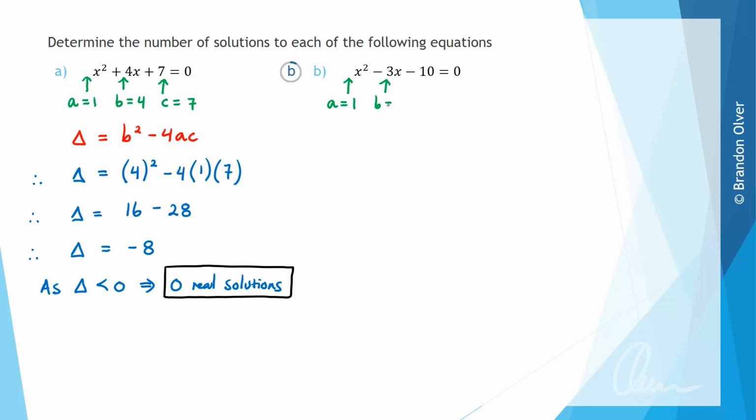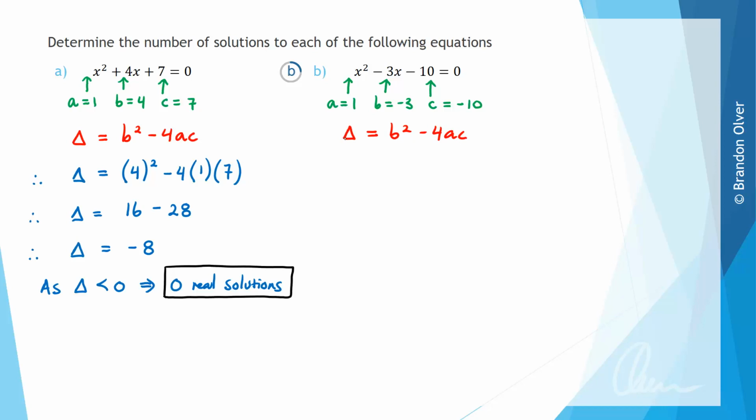coefficient of x, which is negative 3. And just be careful to include the sign there. And the c value, which is the constant, is going to be negative 10. And again, make sure that you include that that value is negative 10, not just 10. Then we write down our formula. So the discriminant is equal to b squared minus 4ac.